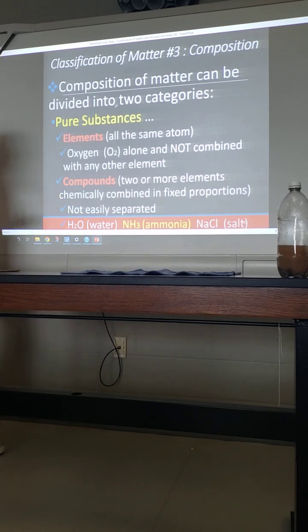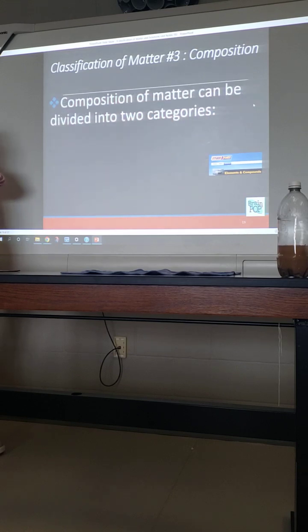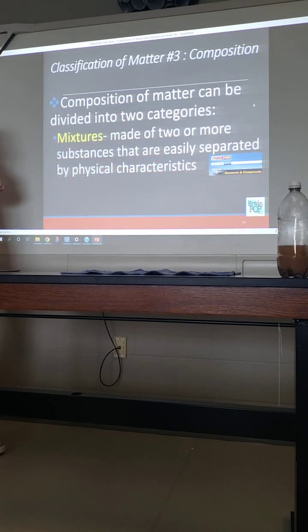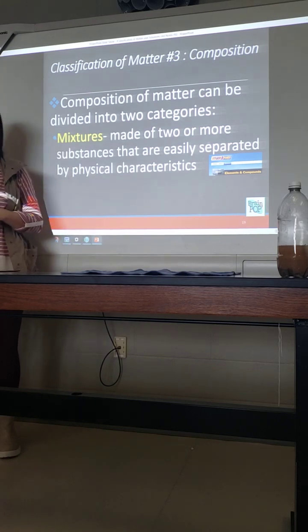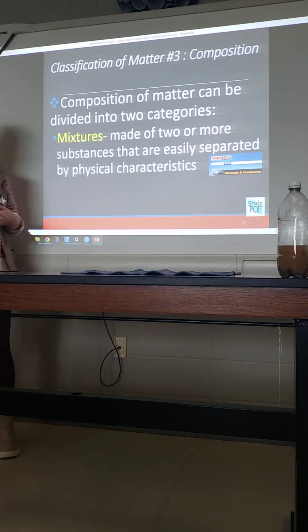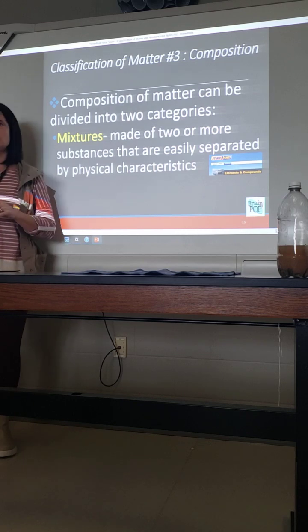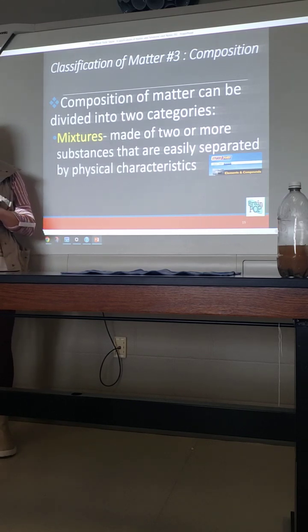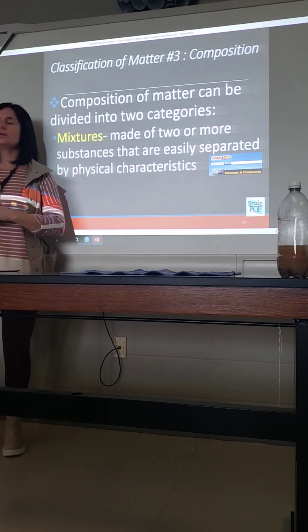That's scary. Okay, so pure substances are one category, but then we also know there's a lot of combinations of things, and that's what are called mixtures. Mixtures are where you have more than one thing involved. All right, so it's made of 2 or more substances that can be fairly easily separated. And to separate them, we're using only physical characteristics.